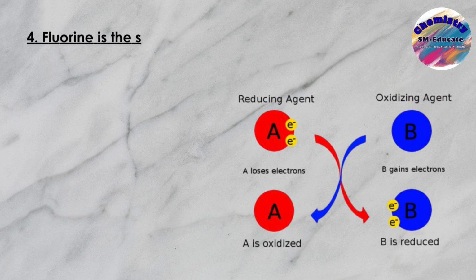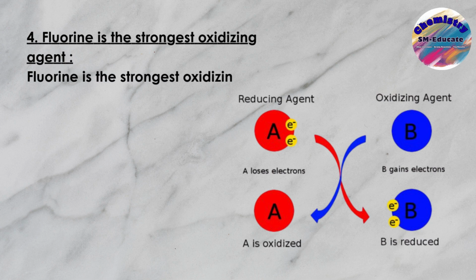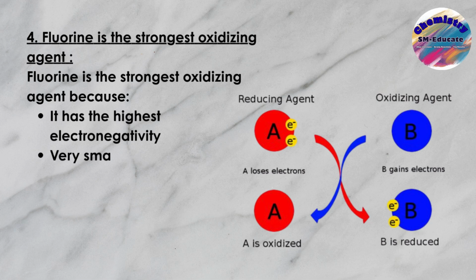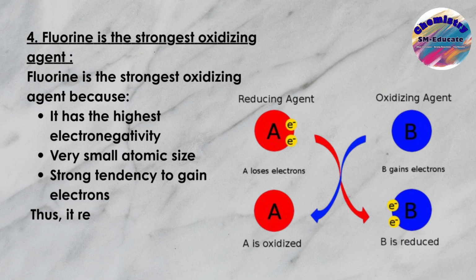4. Fluorine is the strongest oxidizing agent. Fluorine is the strongest oxidizing agent because it has the highest electronegativity, very small atomic size, and strong tendency to gain electrons. Thus, it readily oxidizes other substances.